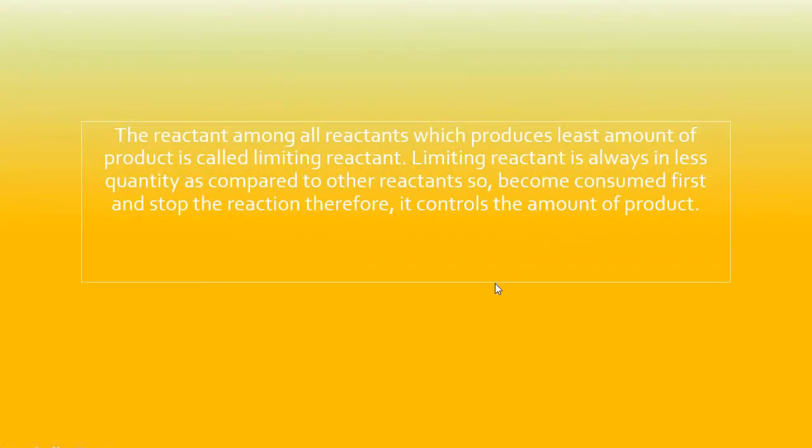In this lecture, we will discuss the limiting reactant and a trick to identify limiting reactant. What is limiting reactant? The reactant among all reactants which produces least amount of product is called limiting reactant. Limiting reactant is always in less quantity as compared to other reactants, so it becomes consumed first and stops the reaction. Therefore, it controls the amount of product.